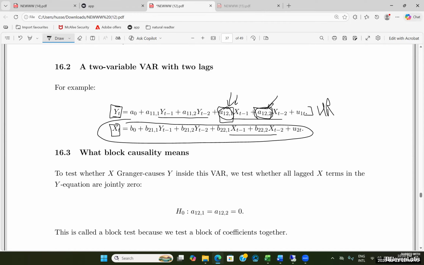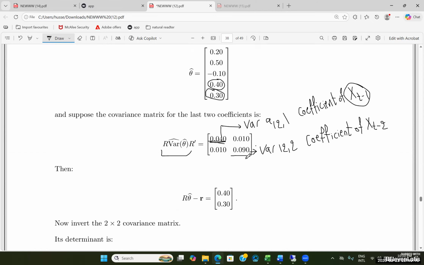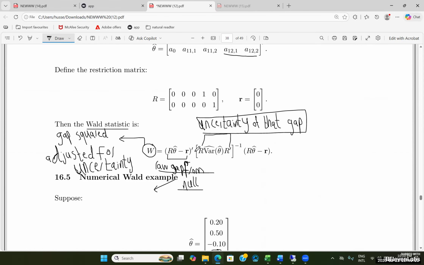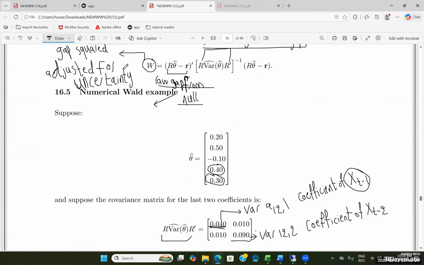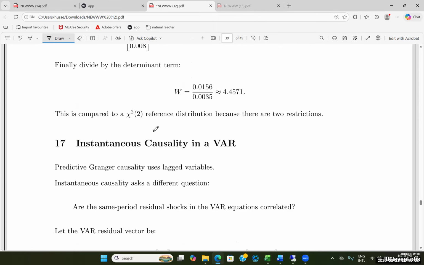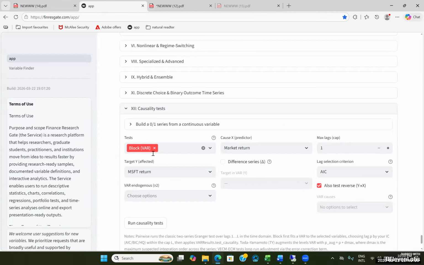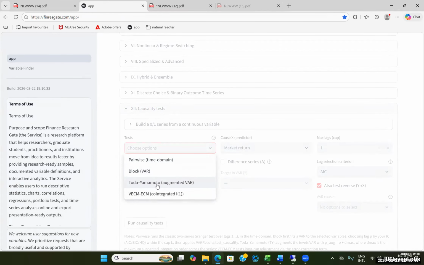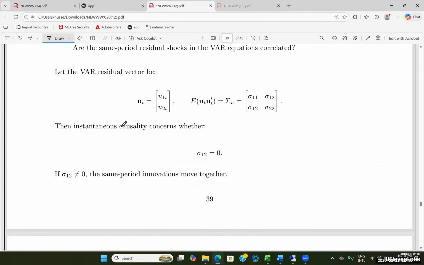And the uncertainty of this particular coefficient, the necessary information is clearly presented to us right here, and if we meticulously follow the steps of this mathematical framework, then we are going to uncover a wealth of significant statistical findings. Furthermore, we can also implement the Toda Yamamoto augmented vector autoregression model as an equally valid alternative option.